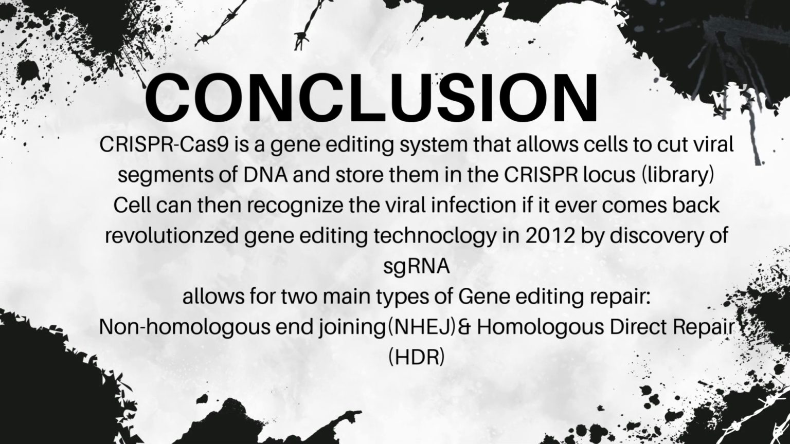So to conclude, CRISPR-Cas9 is a gene editing system that allows cells to cut viral segments of DNA and store them in the CRISPR locus library. So a cell contains CRISPR-Cas9. Cas9 can cut out segments of a viral DNA infection and use it almost like a template in a book. It can store it in itself. The cell can then recognize the viral infection if it ever comes back. And gene editing technology was revolutionized in 2012 by the discovery of sgRNA, the single guide RNA strand. That allowed for the two main types of gene editing we just talked about, non-homologous end joining and homology-directed repair.